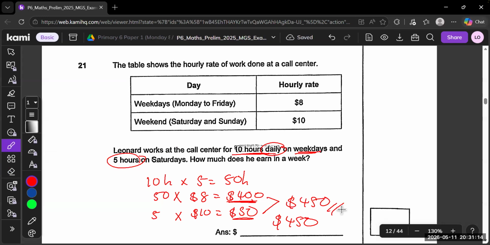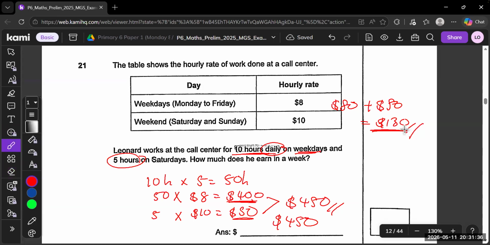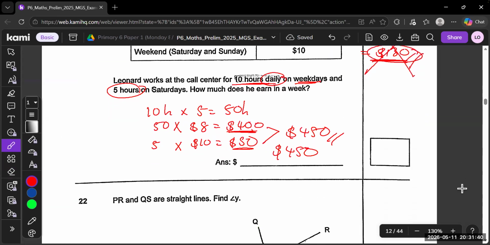But if you read too fast, you may get tricked. Why will you get tricked? Because you didn't see the word daily. You may take 10 times $8, $80. Then plus $50. So I think maybe some of you got $130 if you read too fast because you didn't see the word daily. We don't want to know who made a mistake. But if you know that you are the one that got $130, you need to slow down in your reading.